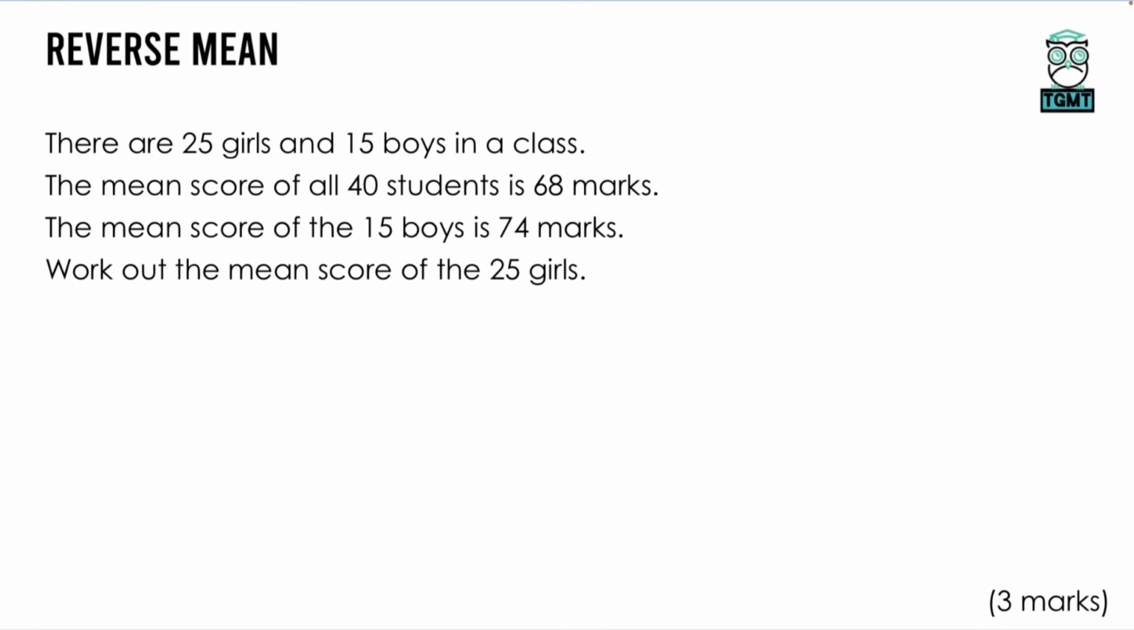So it says here there are 25 girls and 15 boys in a class. The mean score for all 40 is 68. The mean score for the 15 boys is 74. Work out the mean score of the 25 girls.